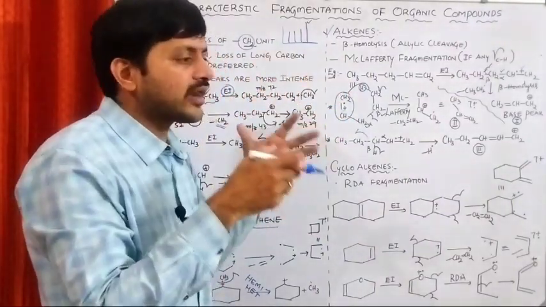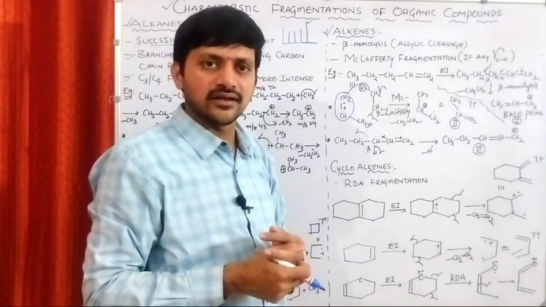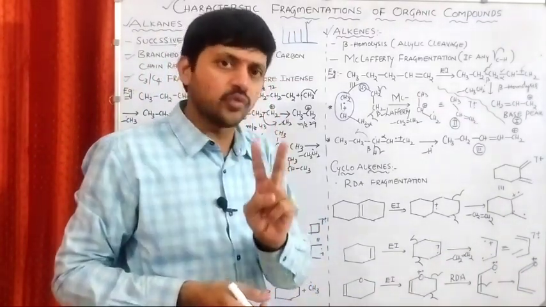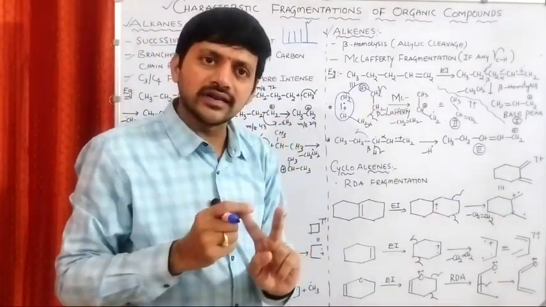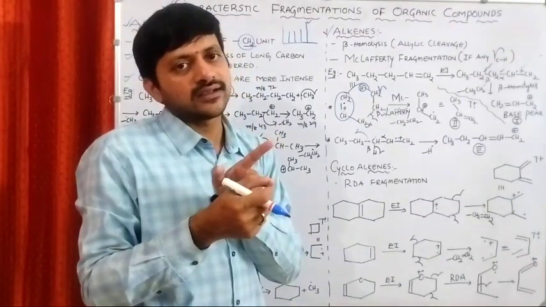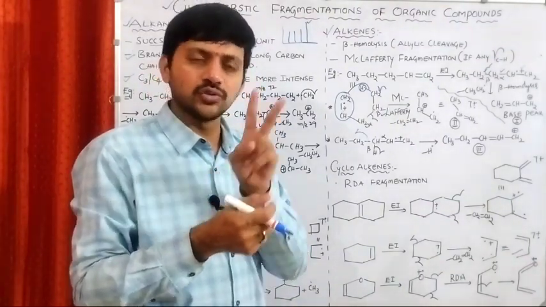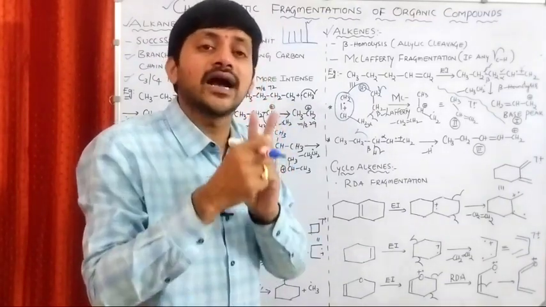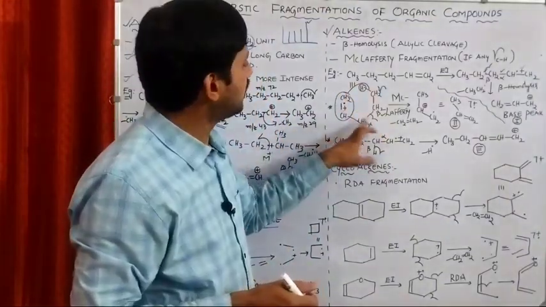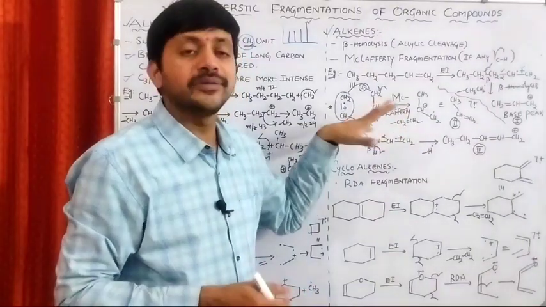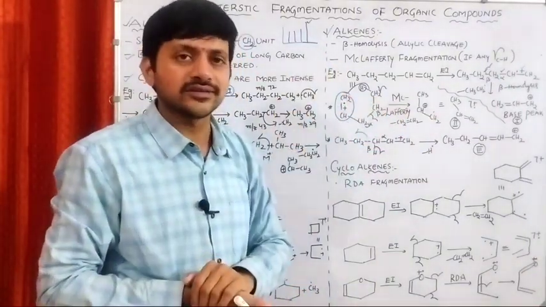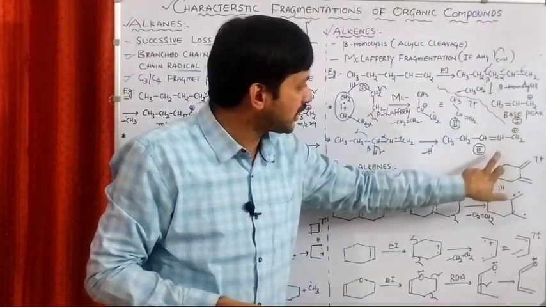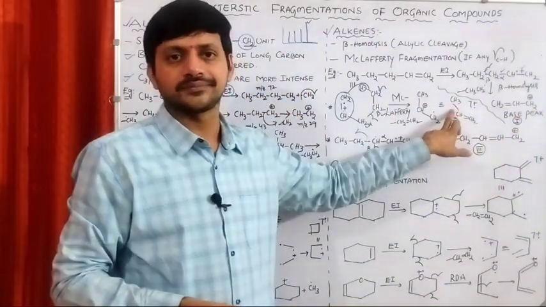So whenever you are having any kind of alkene, you need to do 2 beta homolysis, one with the hydrogen cleavage, another with the alkyl group cleavage. Two homolysis, and if the molecule has any gamma C-H function, do the McLafferty rearrangement. It means you are going to get 3 different peaks: the first peak, second peak and third.